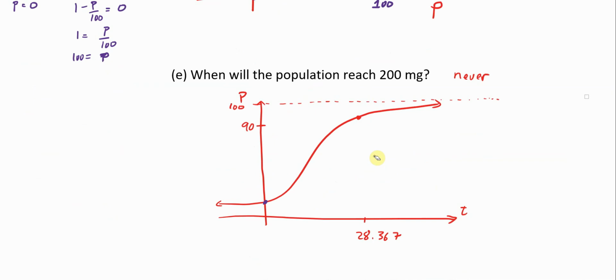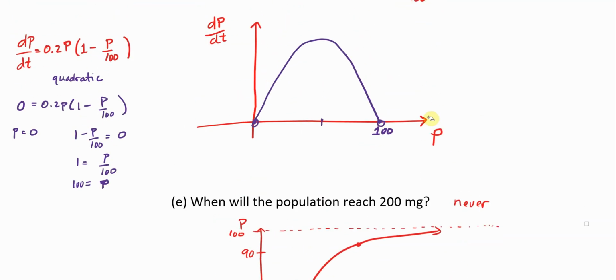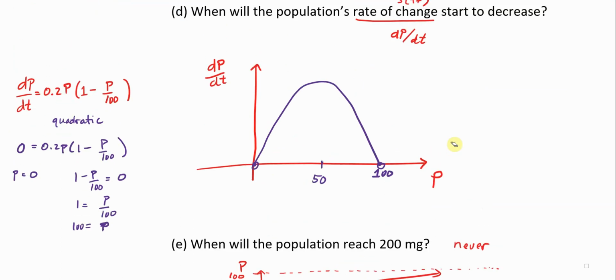And so this matches our graph, that the graph is going to be concave up until P reaches a certain value right here. This is its point of inflection. And then the graph is going to be concave down. And to solve for this point right here, it's not hard at all. It's the average of 0 and 100, so this is 50. So when P equals 50, when will the population's rate of change start to decrease? Well, it's when P is equal to 50. That's when the rate of change is going to start to decrease.